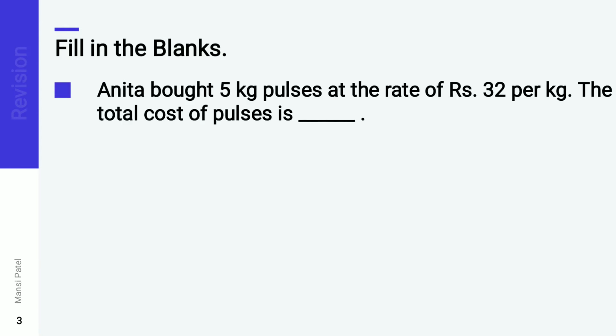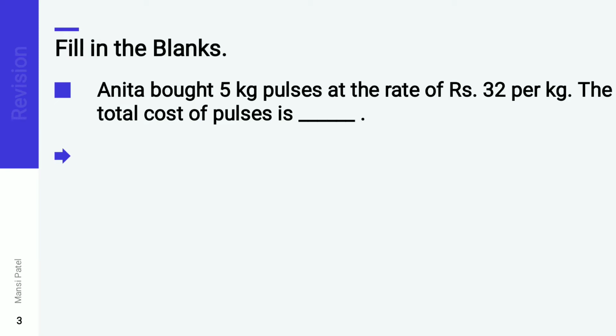Let us see the next one, that is the fill in the blanks. Here the first fill in the blank is: Anita bought 5 kilogram pulses at the rate of rupees 32 per kg. Per kg means this price 32 is for 1 kg. And how much did Anita buy? Anita bought 5 kg. So you have to find out the total cost of pulses. Here you can see that the price of 1 kg is given. From this 1 kg you have to find out the price of 5 kg.